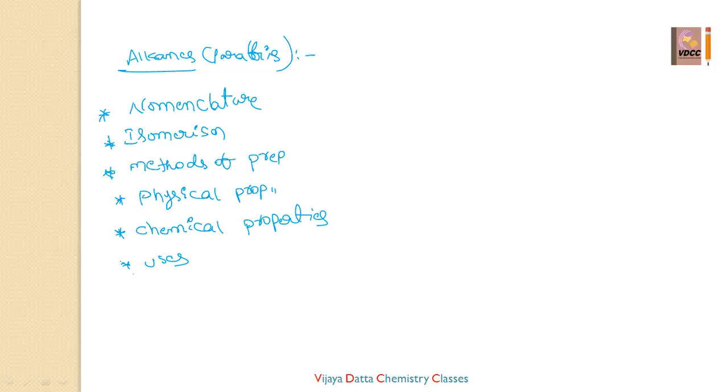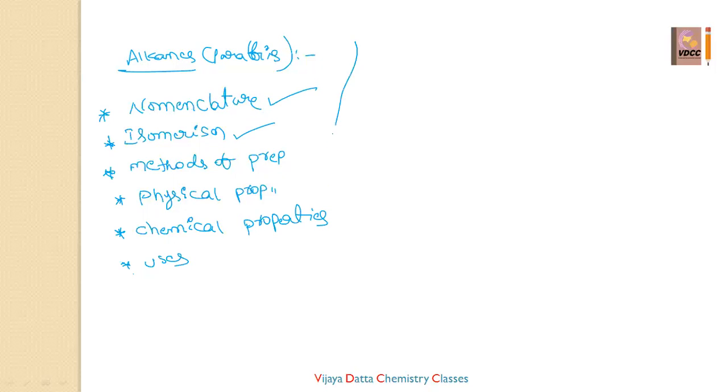Suppose you are preparing alkyl halides and aryl halides: what is the nomenclature? What is the isomerism present in alkyl halides and aryl halides? What are the methods of preparation? What are the physical properties? What are the chemical properties? And what are the uses? This is the order. Today I am going to discuss nomenclature and isomerism.